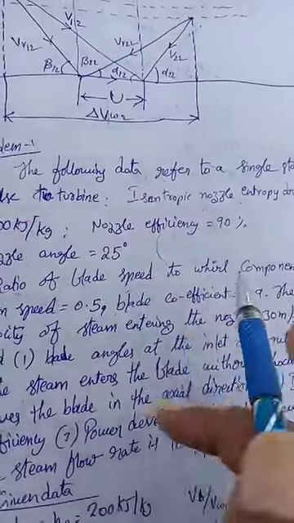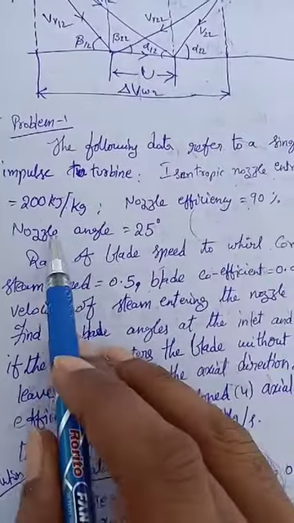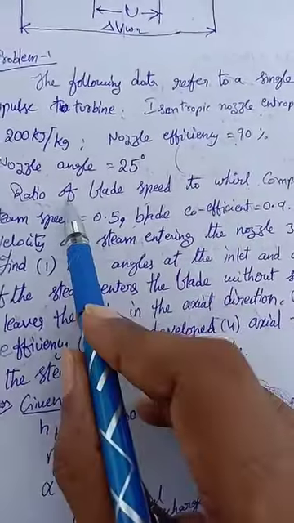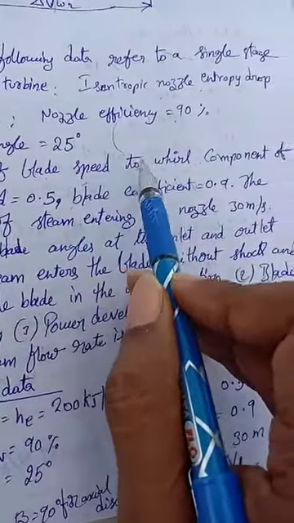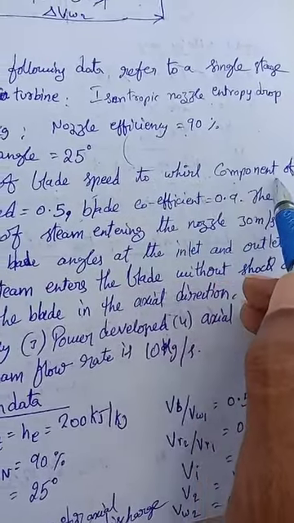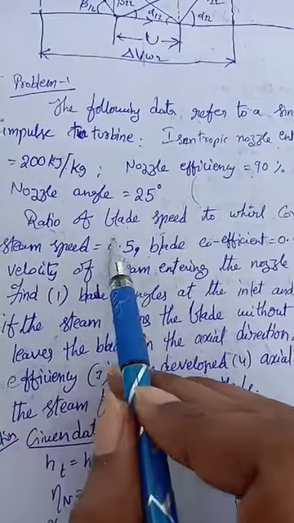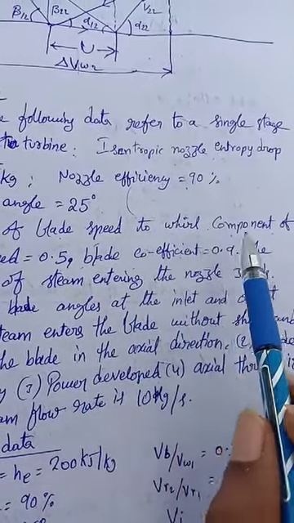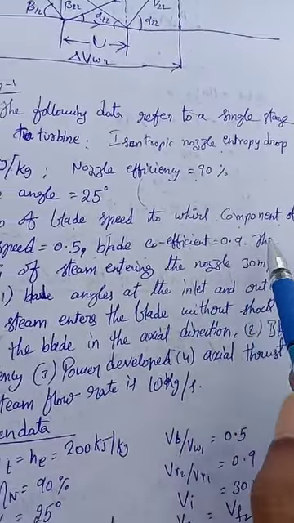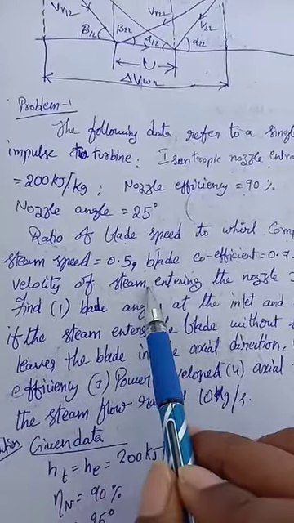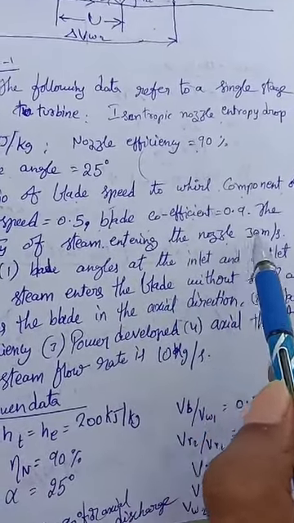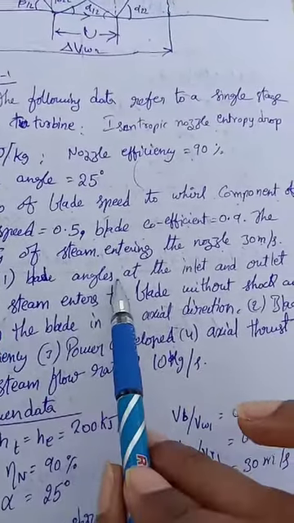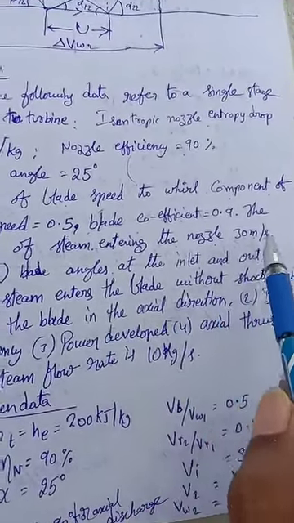Nozzle efficiency is 90%. Nozzle angle is 25 degrees. The ratio of blade speed to whirl component of steam speed is 0.5. Blade coefficient is equal to 0.9. The velocity of steam entering the nozzle is 30 meters per second. Find first, the blade angles at the inlet and outlet.